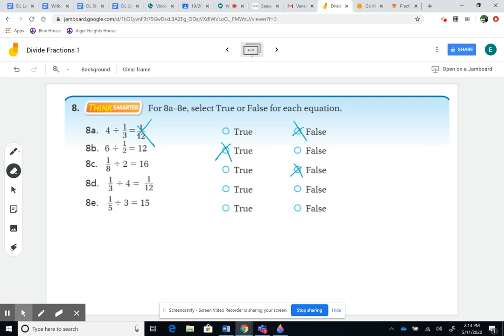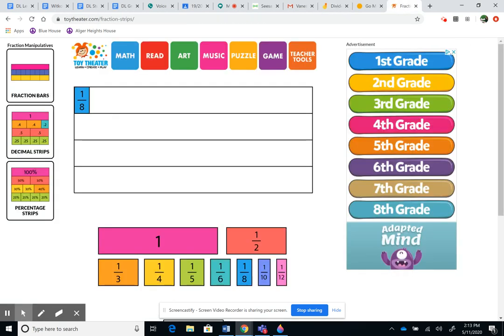All right, number 8D, 1/3 divided by 4. I'm going to come back here, and we need a 1/3 tile, and we need to split it into 4 equal groups. Now, here's a little bit of a hint, just like I said with that other one. How do you go from 3 to 12? I messed up. We need 1/3 divided by 4.